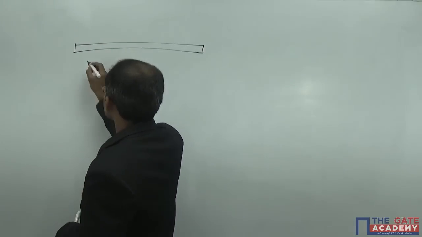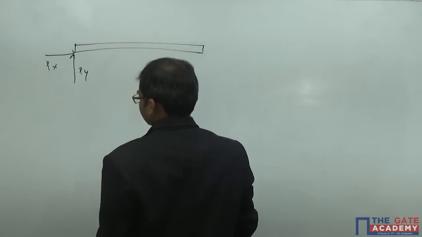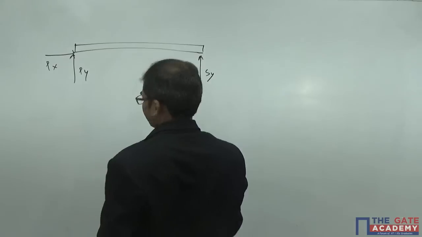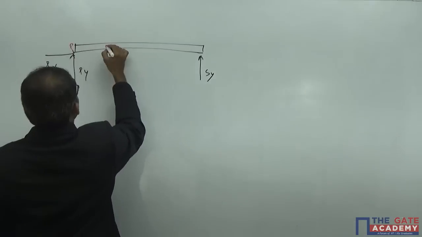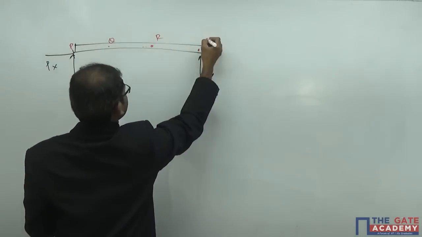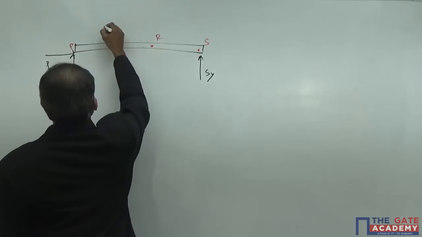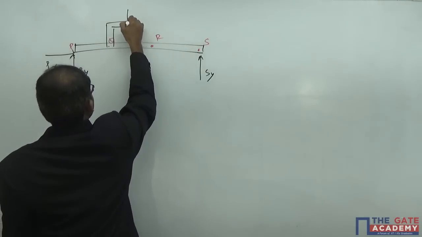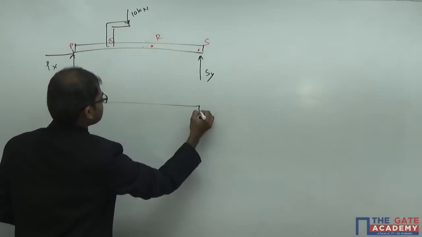So at the point P there is a hinge support. So we have P suffix Y, P suffix X. At point S, we have a roller support, so only vertical reaction, S suffix Y. So PQRS, 4 points are there. This is P, this is Q, this is R, and this point is S. Now, here, as the load is acting on that L-shaped bracket here, so that load will be transferred to the Q kilonewton. So if you transfer the load from here to here, you will get the diagram like this.